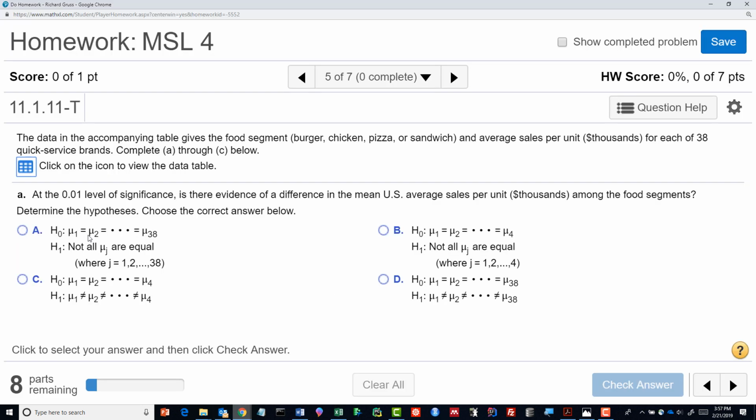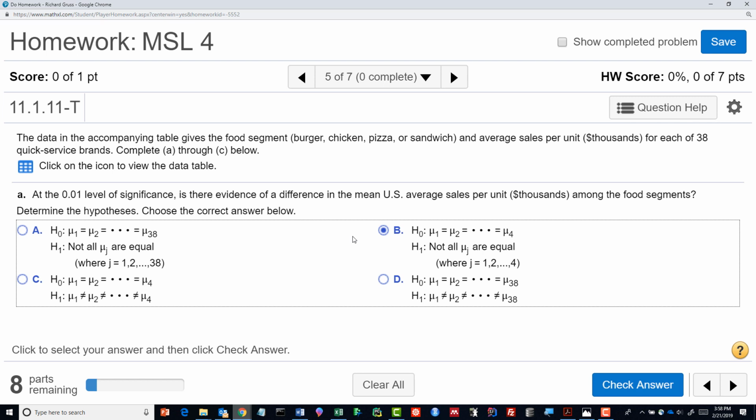It's giving me a 0.01 level of significance. What we want to know is whether there is evidence of a difference in the mean U.S. average sales per unit among the food segments. With an ANOVA, remember that your null hypothesis is that the means of each group are the same. We see that some of these are going all the way up to 38. That doesn't make any sense. We actually have 38 observations in 4 groups, so we're concerned about the means for each group.